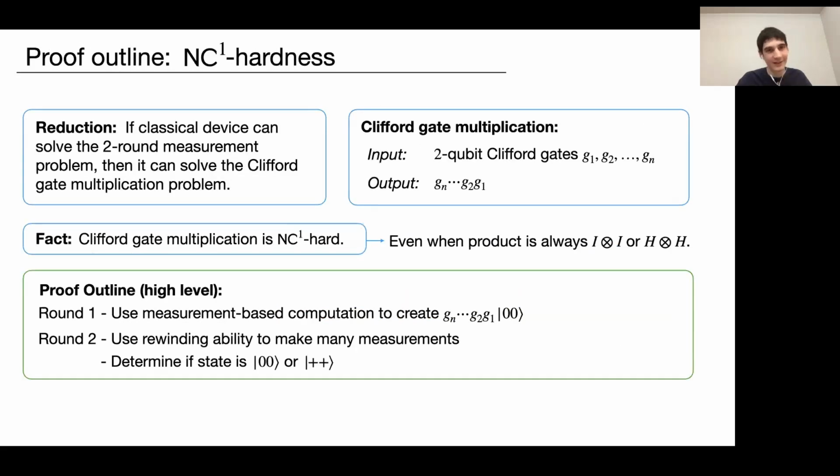This is the exact same slide that you just saw, but as a roadmap to remind you what this proof outline is going to look like. In round one, we're going to use measurement-based computation to try to create some state where we apply G1 up to Gn to the 0,0 state. Then our goal will be to deduce what G1 up to Gn actually is. And the way we're going to do that in round two is by making a lot of measurements on the state to determine what it actually is. So what are the details of these two rounds? That's really the important thing.